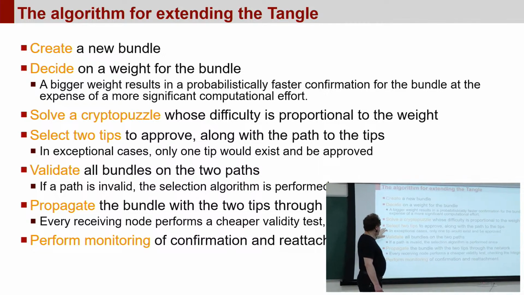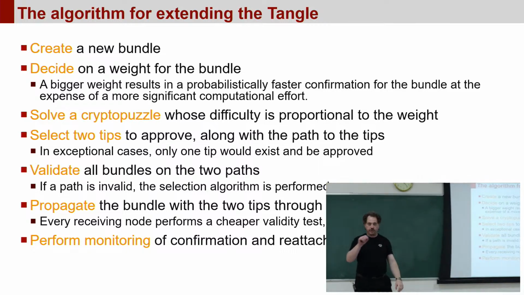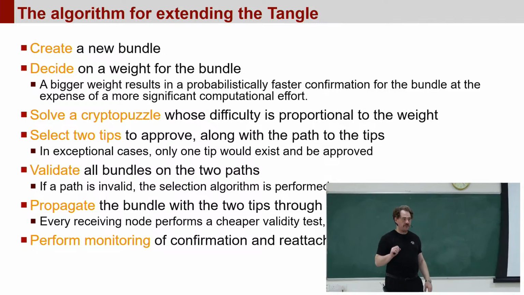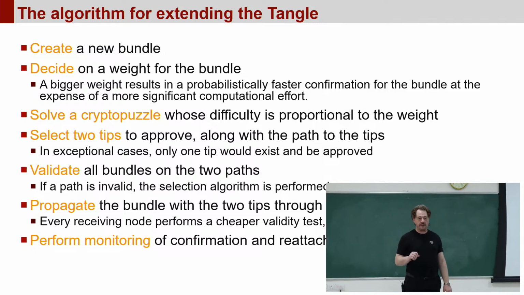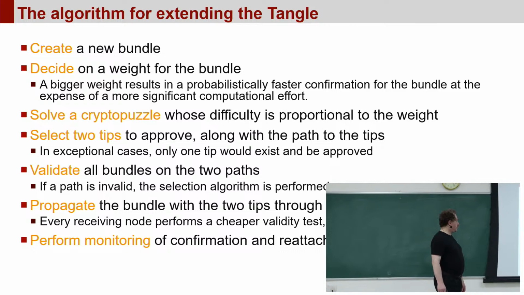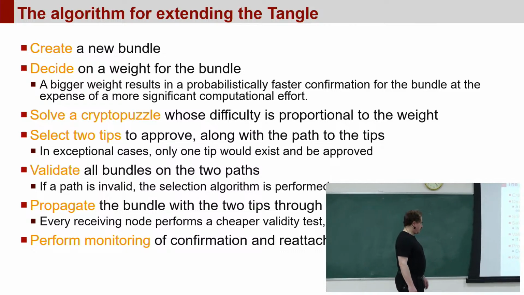Normally, each new bundle, each new transaction refers to two tips. That's the normal situation. But of course, sometimes there is only one tip in the DAG. It may happen. For example, in the beginning, there is only the Genesis transaction. But even later, there could be cases when there is only one tip available, in which case the node would have to restrict itself to selecting only one tip. That's an exceptional case.